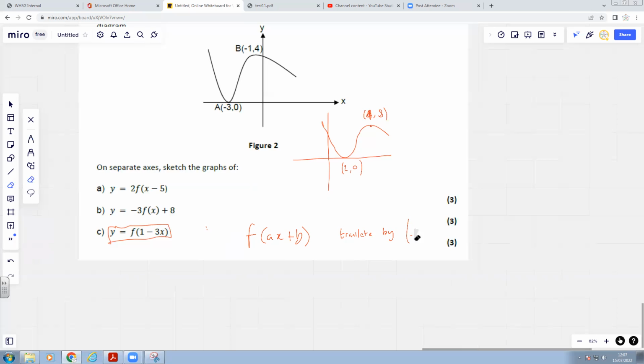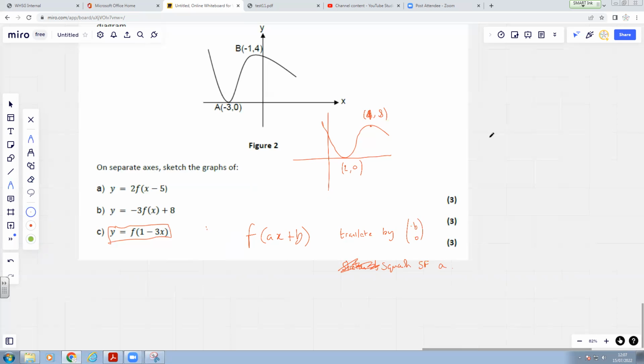Doing this the wrong way around now, I'm messing up everything. At least you can see this last one's tough. Yeah, it is really tough. Minus b, 0, and then stretch by scale factor, actually squash, that's what I did wrong before. Squash scale factor a.